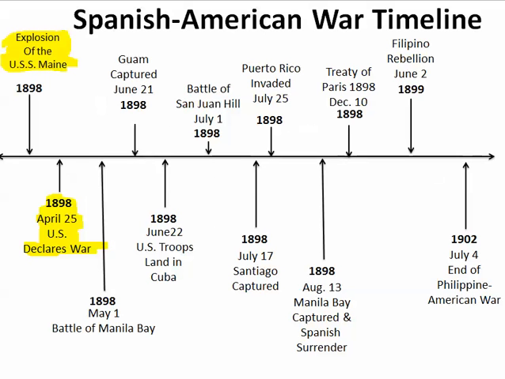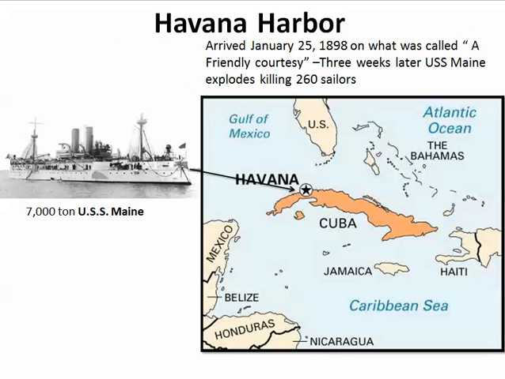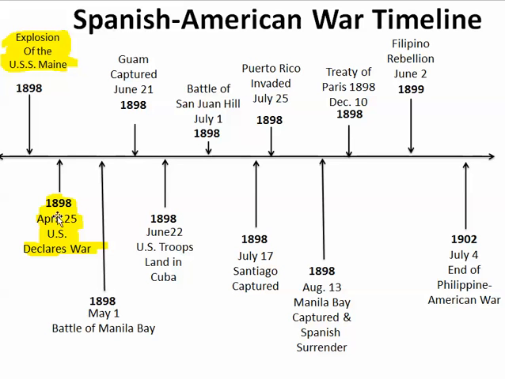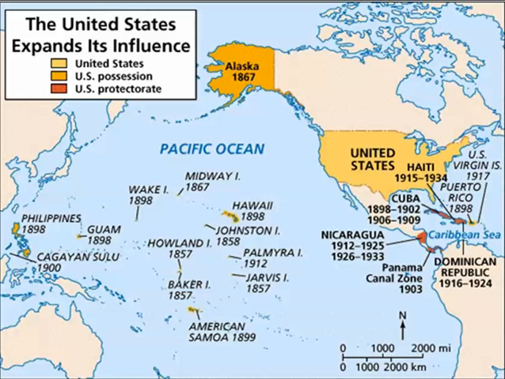And so the explosion of Maine happened in 1898, and we said that date was January 25th, 1898, and in April 25th of 1898, the United States declared war. Okay, so we enter what becomes known as the Spanish-American War. As a result, we get a lot of these Pacific Ocean claims, and in the Caribbean here we get Puerto Rico, U.S. Virgin Islands by 1917, but America, Samoa, 1899, and Guam over here 1898, Philippines 1898.